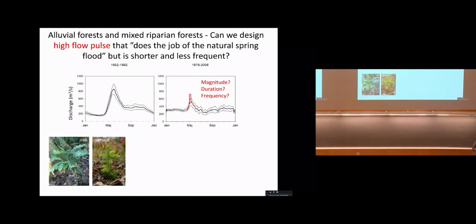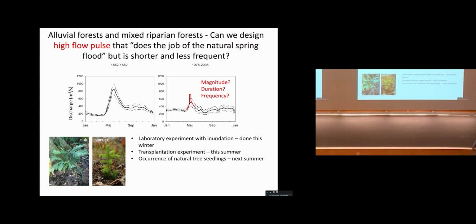So there we have another project where we look at whether we can design high flow pulses that will do the job of a natural spring flood, but are shorter, therefore cheaper, and also less frequent, and therefore also cheaper, and less affecting the hydropower production.